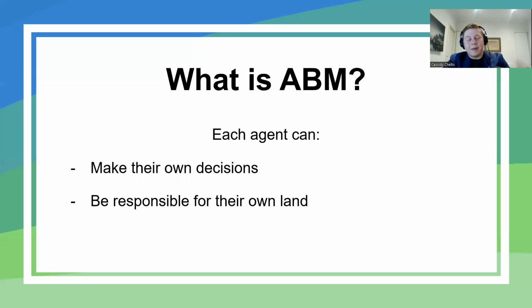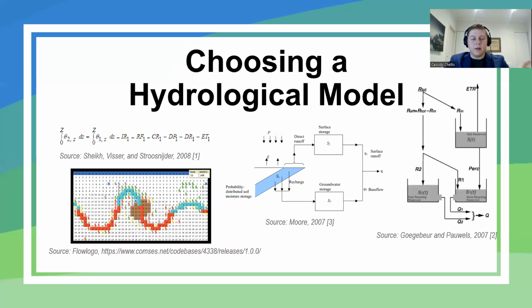These agents would need to make their own financial decisions, irrigation decisions, and of course, monitor their own patches of land. Now, there are a lot of hydrological models out there. Not many of them are simple. One can use proprietary programs like FlowLogo, that's in the bottom left, or one can use more analytical mathematical models such as the water balance model in the top left, or one based on probability density functions applied to water percolation.